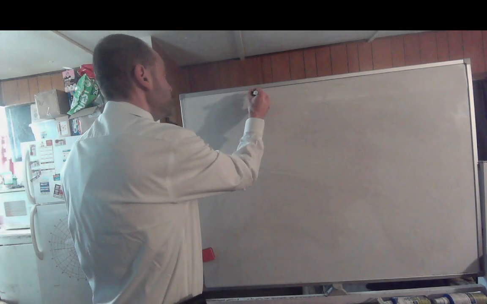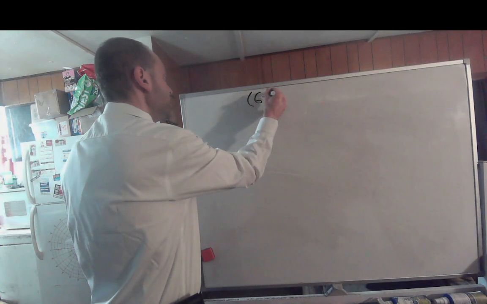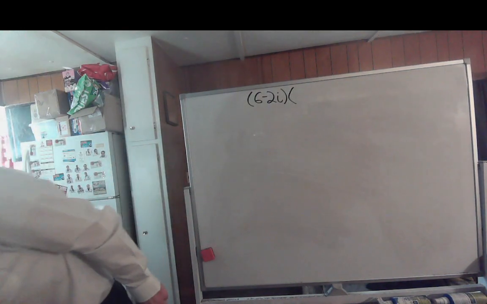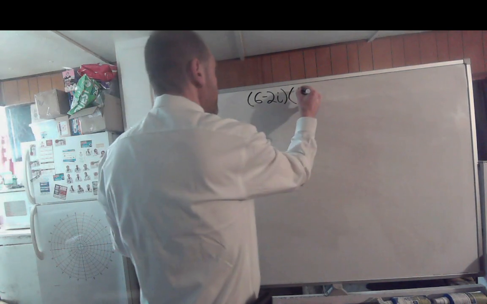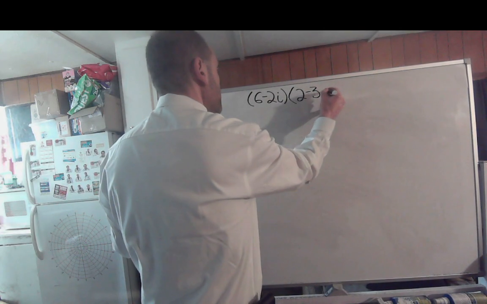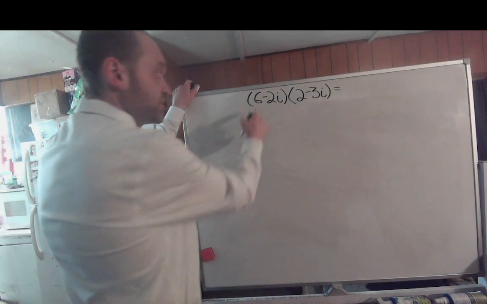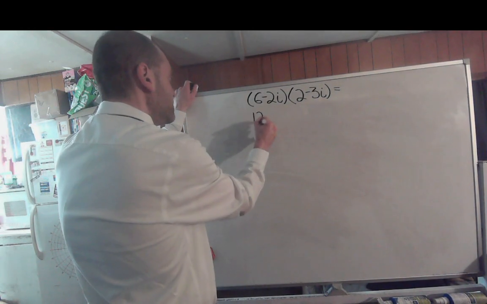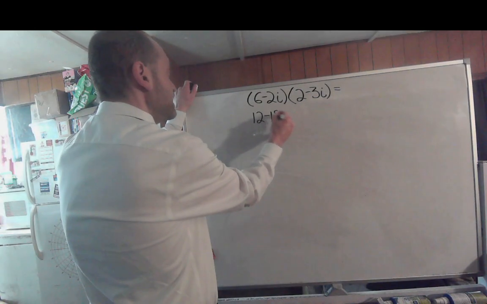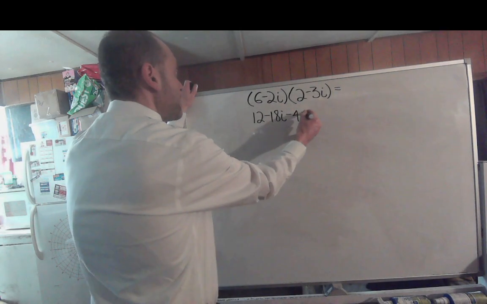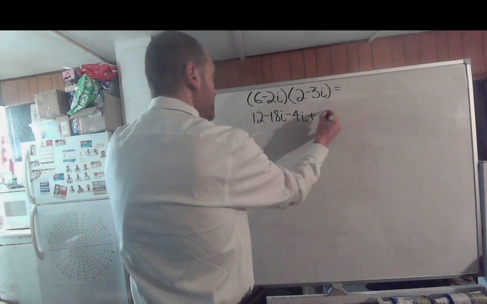Alright, let's do this one. 6 minus 2i quantity times 2 minus 3i quantity. Alright, well, again, we'll FOIL. 6 times 2 is 12. Then you'll have minus 18i minus 4i plus 6i squared.